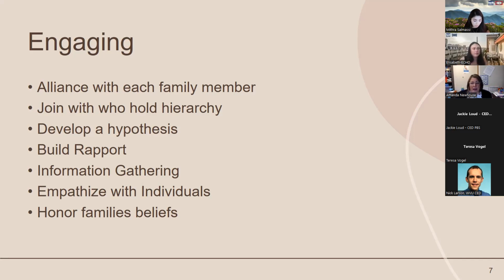Information gathering: gather information, take everyone's perspective, use their language. I use the family's language and their goals in our hypothesis and everything we do, because that's what's important to them. Empathize with individuals and honor family beliefs, right? If families believe in one way, it's really important to honor that.